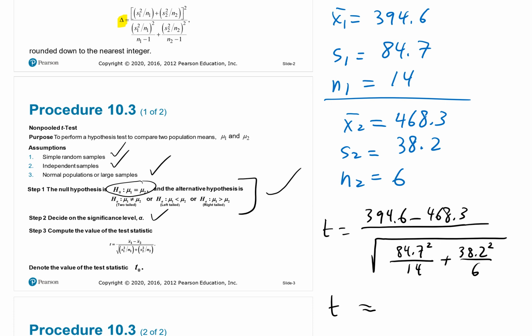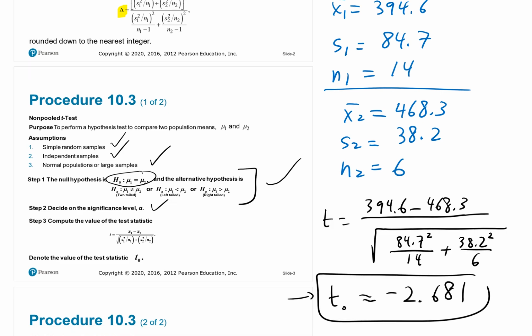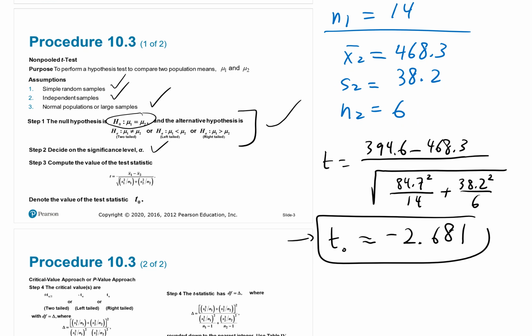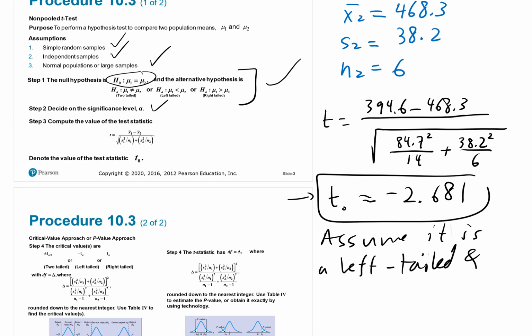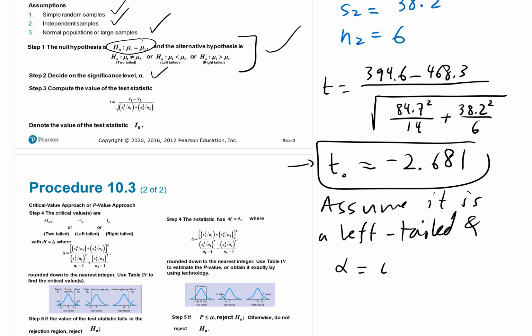Given as we found to 3 decimal places, negative 2.681. That's t sub 0, the t statistic value. Now if we need to find the critical value, we need to check first what is given. Assume it is a left tail test. It will be given in the problem. It's a left tail test, and alpha, assume alpha is given as 0.05 or 5%.